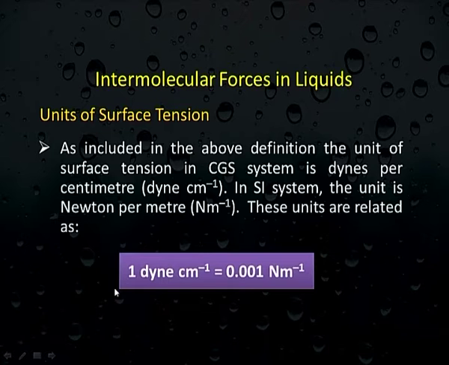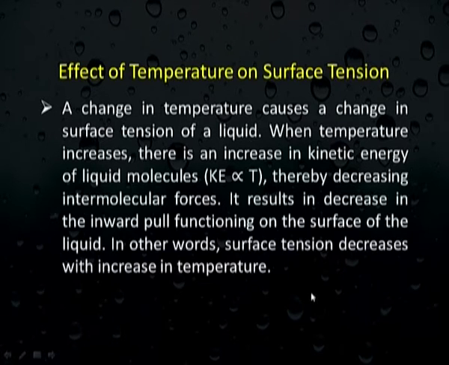These units are related as 1 dyne per centimeter will be equal to 0.001 Newton per meter. Now, we will understand the effect of temperature on surface tension. A change in temperature causes a change in the surface tension of a liquid.